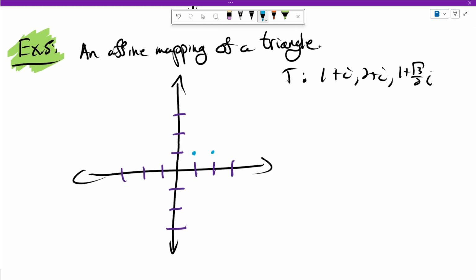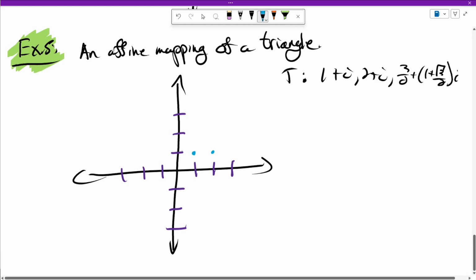Oops, no, this is not quite right, sorry. The vertices I wrote down were not the vertices of an equilateral triangle. We want 3 halves plus 1 plus root 3 over 2 i. There we go. Okay, so 3 halves is 1.5, and then we have to go up not quite 1, but enough to get an equilateral triangle here. Okay, so here's our starting triangle. This is our T. That's what we want to start with.